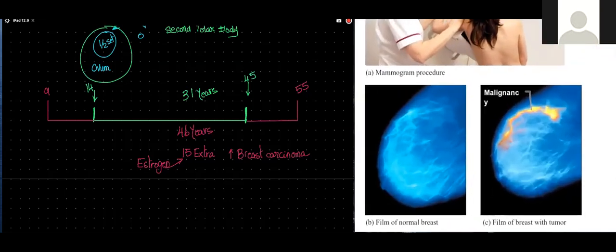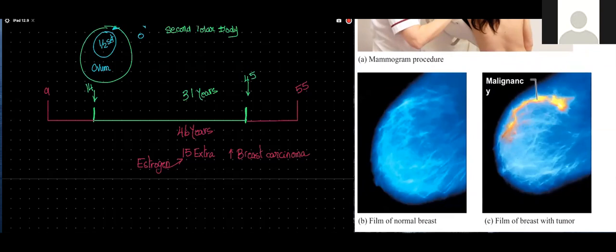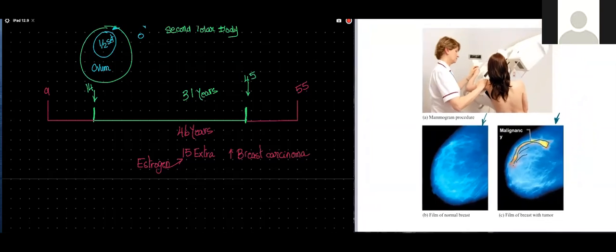If you notice on here, this is a normal breast, and how it looks like on a mammogram. And this is a breast with a cancer that occupies one of the mammary gland lobules. See up here, it also occupies some ducts as well. Any questions? Any questions?